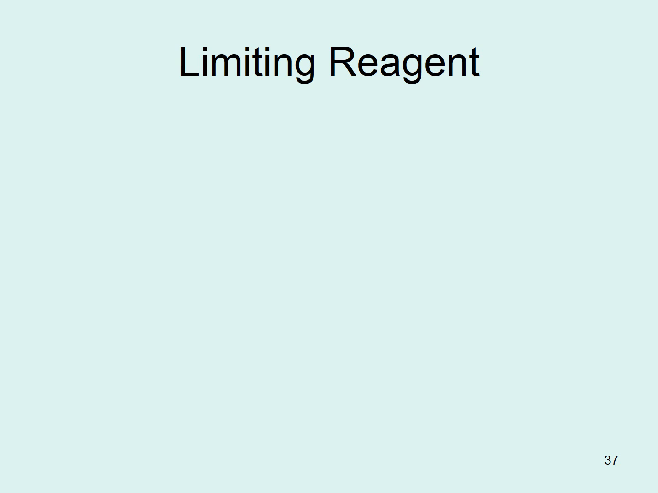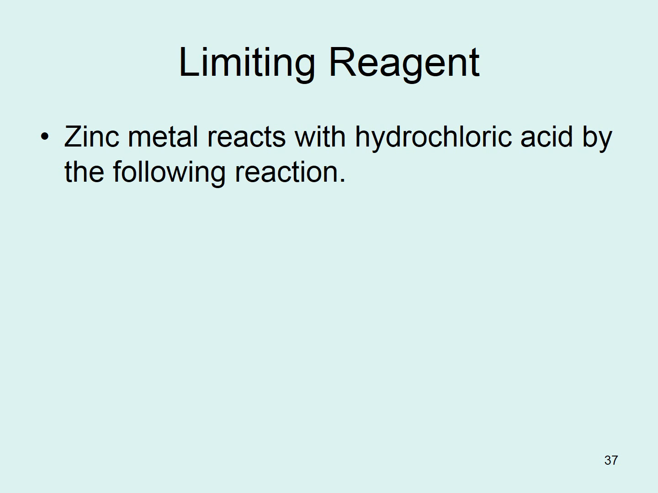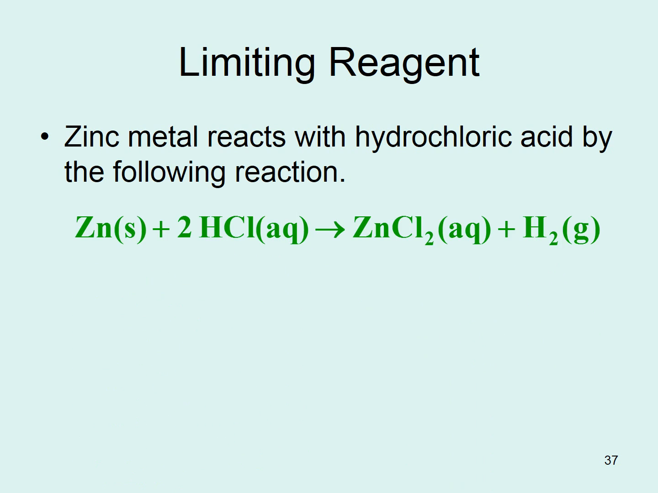All right, so let's look at an actual chemical example. Zinc metal reacts with hydrochloric acid in this reaction that we looked at earlier. We've done it in lab. You may have done it in lab. This would be lab C3. If you haven't done it already, you will be doing it soon. So zinc reacts with hydrochloric acid in this reaction: 1 mole of zinc reacts with 2 moles of hydrochloric acid to give us 1 mole of zinc chloride and 1 mole of hydrogen gas.